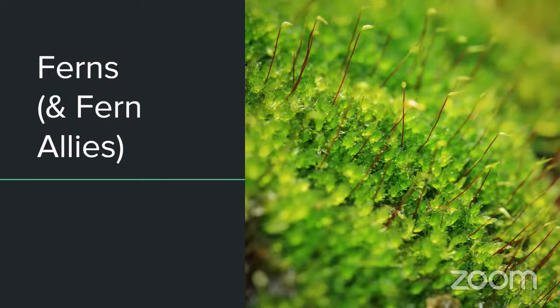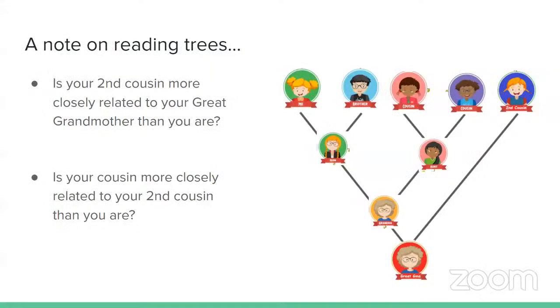Okay, so ferns, we're going to walk through our tree. We're moving into our vascular plants. Last time we talked about our mosses, our non-vascular plants. They did reproduce with spores. We're going to see that again today in the ferns. But now we're moving into the plants people typically start to think about as plants.